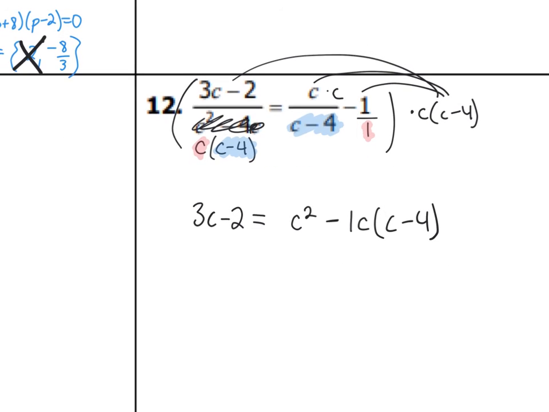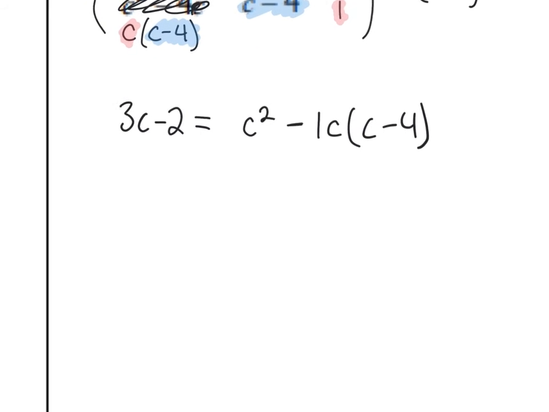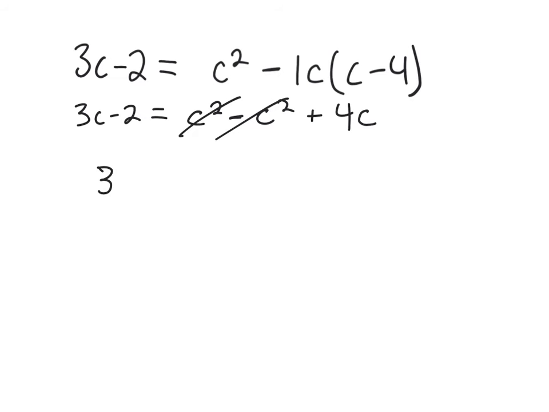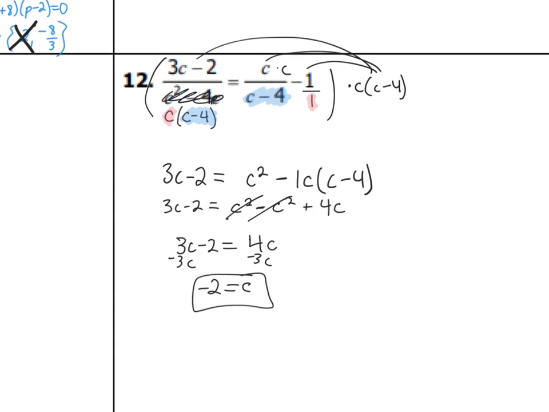Now we just simplify. I left a big gap there again, which I shouldn't have done, but it's okay. 3c minus 2 equals c squared minus c squared plus 4c. Get them out of there, right, TJ? They're gone. Oh, it should be 4c, you're right. Sorry, going too fast. 3c minus 2 equals 4c. Subtract the 3c. c equals negative 2. He did it. Great job.